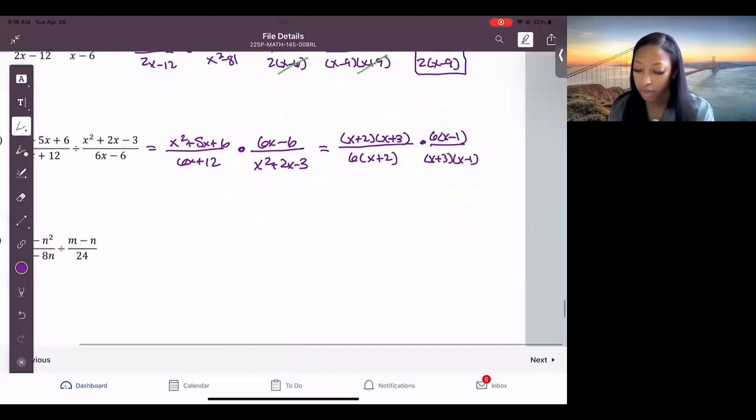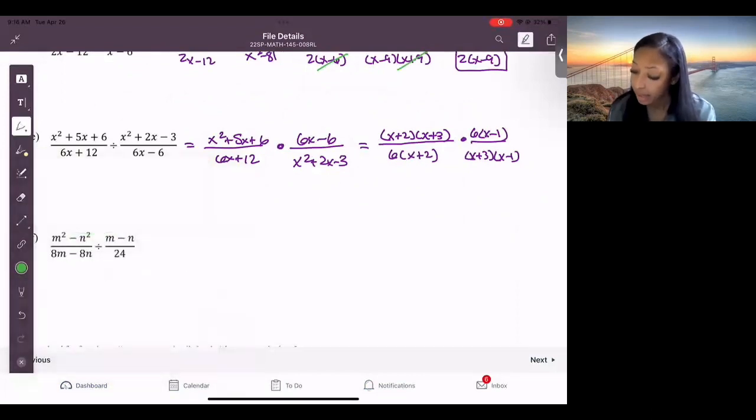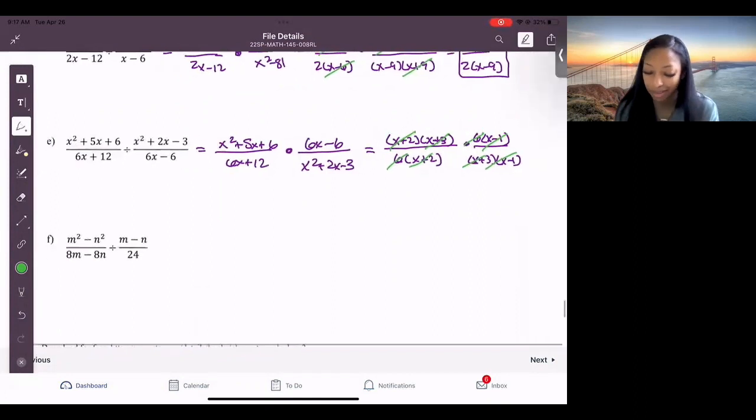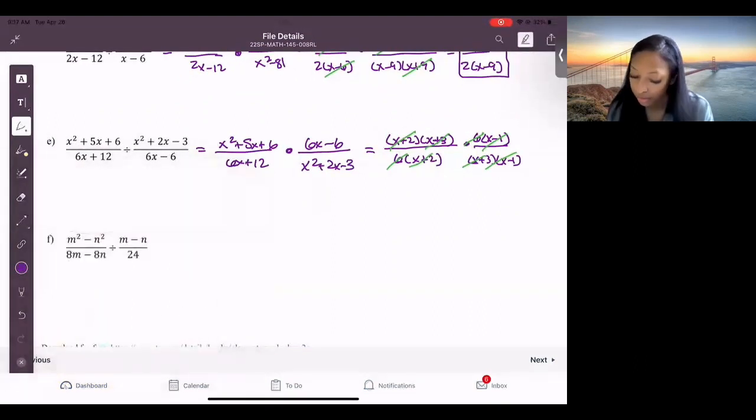All right, then what cancels here? The x plus 2's cancel. The x plus 3's cancel. The x minus 1's cancel. Oh, this is so fun. My favorite part is canceling. The 6's cancel. So what happened? Everything canceled. What does it mean if everything cancels out? That means you get a 1 over a 1, or this just simplifies to 1.